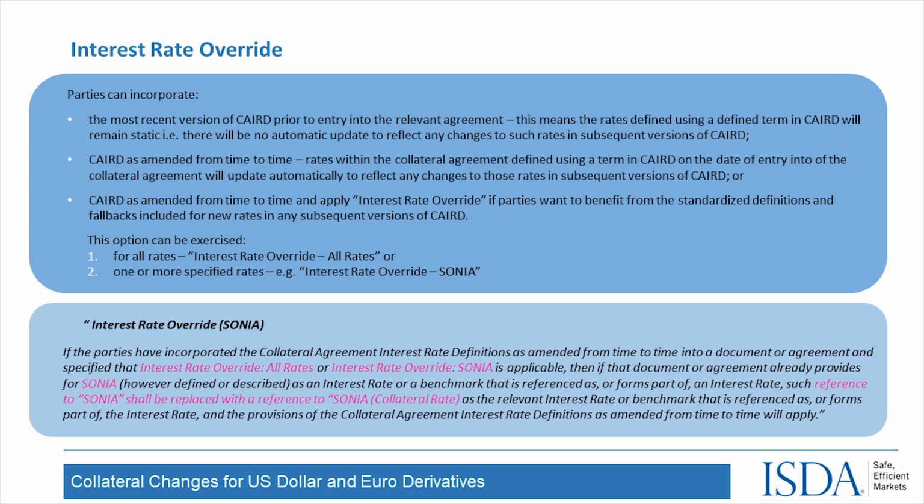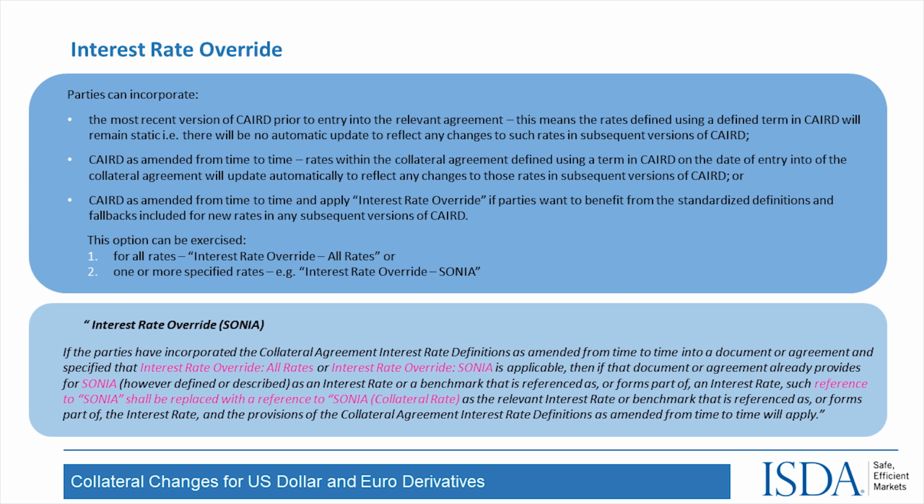Well, when parties incorporate the definitions, there's various ways in which they can do that. They can incorporate the most recent version by simply specifying version 2.0. And that means they'll get the static version. There will never be any subsequent updates incorporated into that credit support annex. Or the parties could incorporate the definitions as amended from time to time. If they specify as amended from time to time, then any subsequent versions of the collateral agreement interest rate definitions will be incorporated automatically into that credit support annex as and when they are published.